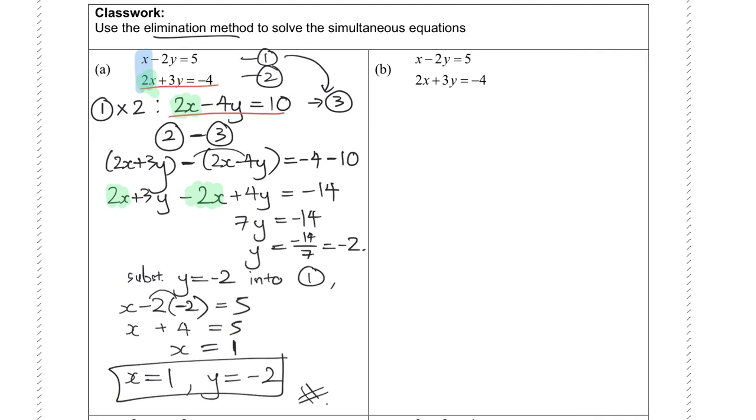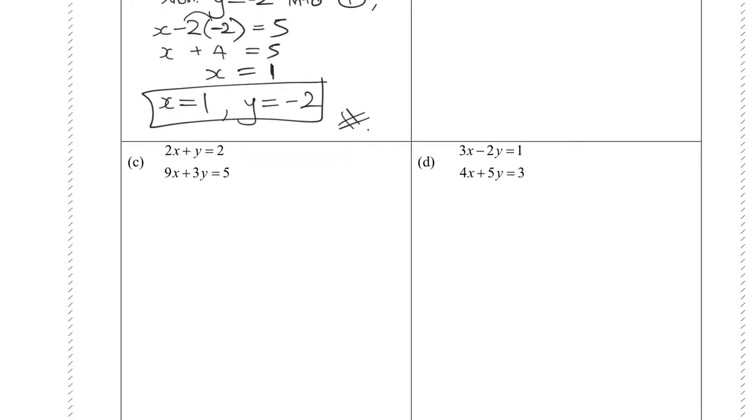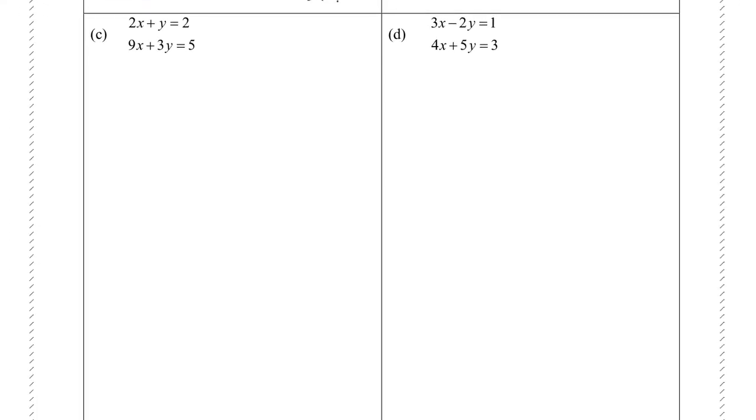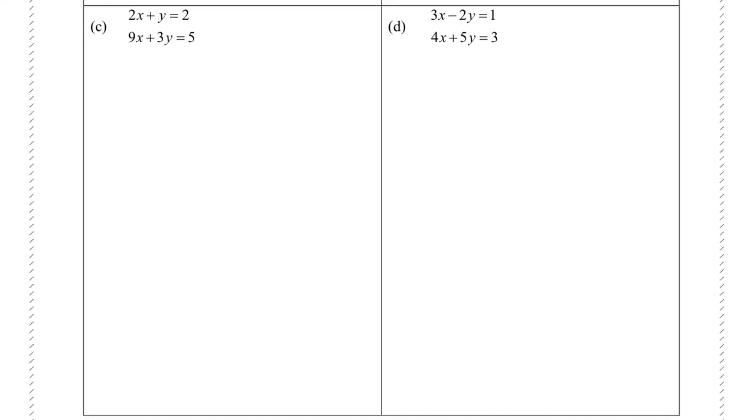There you go. Right, you're in luck. B is exactly the same as A, so we'll skip that. I'm sure you're cheering. Let's move down. Okay. Part C and part D. Let's label first, as usual.